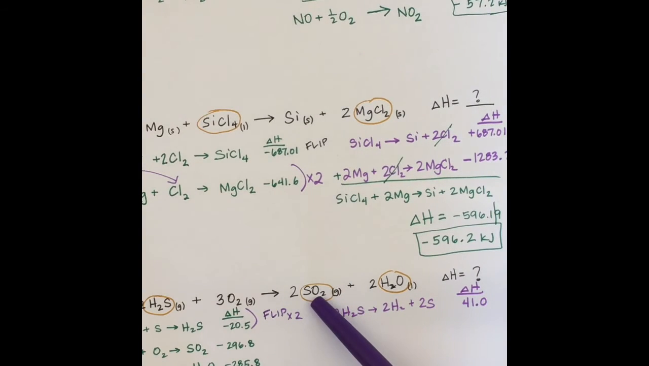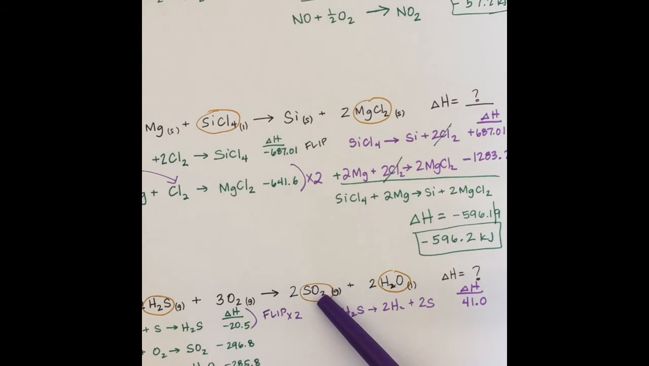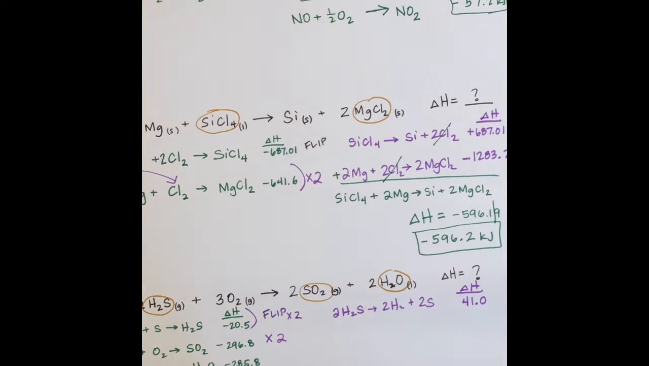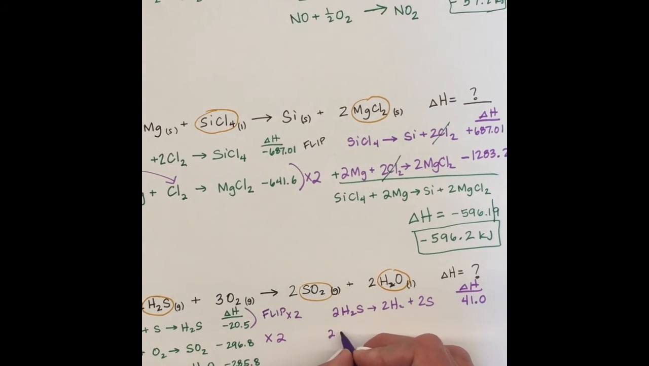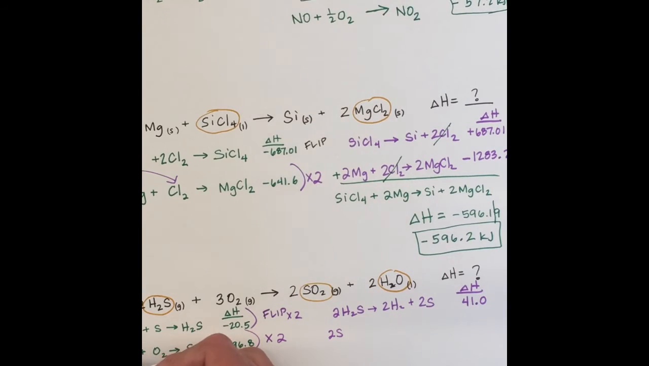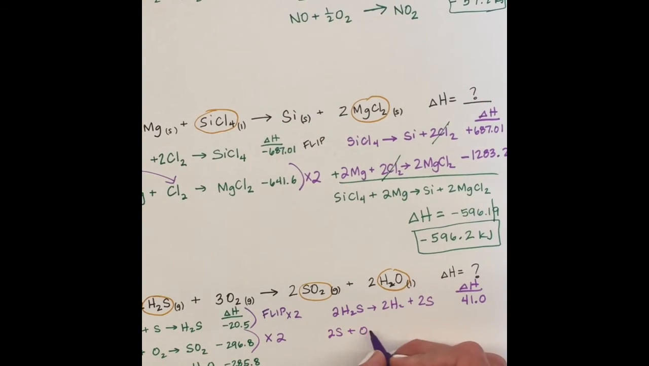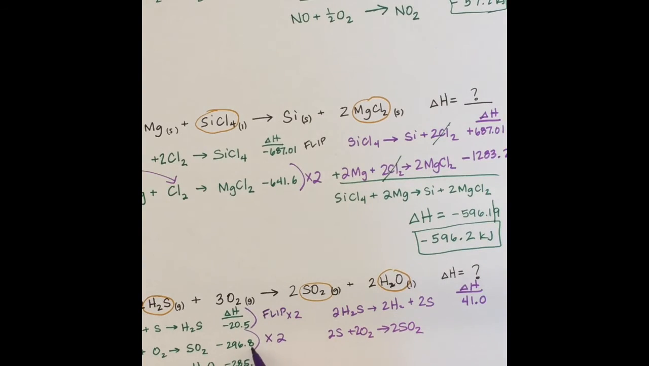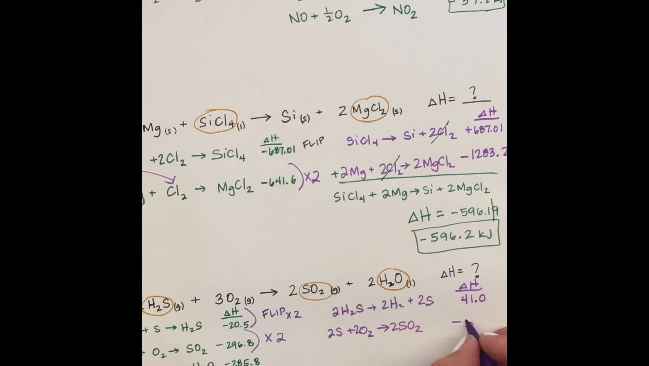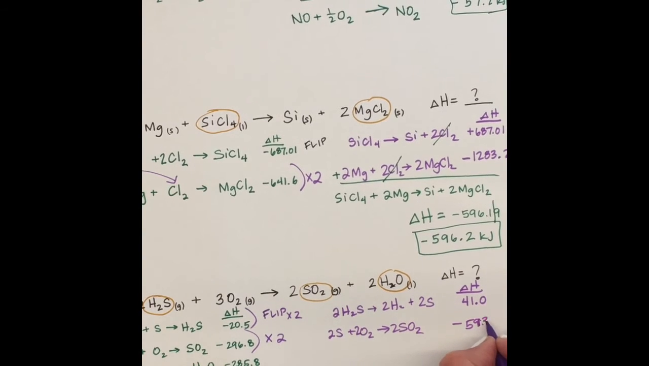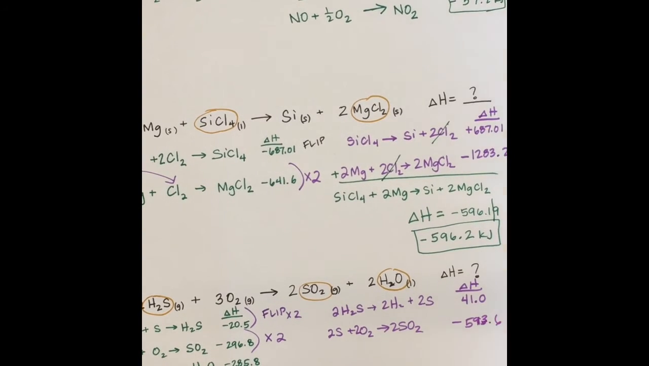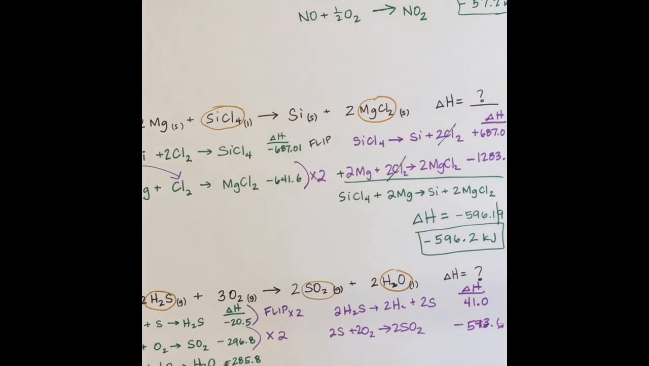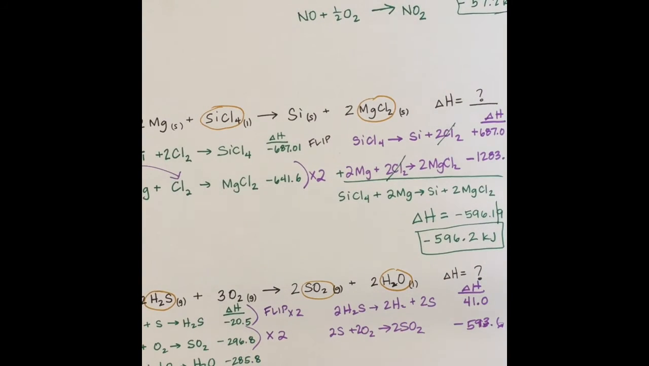This SO2, the way I've written it, it's on the right side of the arrow. I want it on the right side of the arrow. I just need to put a 2 in front of it. So that one I'm going to multiply by 2. So I'm going to end up with 2 multiply everything by 2. 2 sulfurs plus 2 oxygens makes 2 SO2s. And that is negative 593.6. And again, keep it negative because I didn't flip it, so I keep the sign.